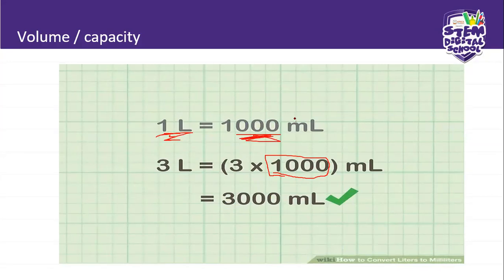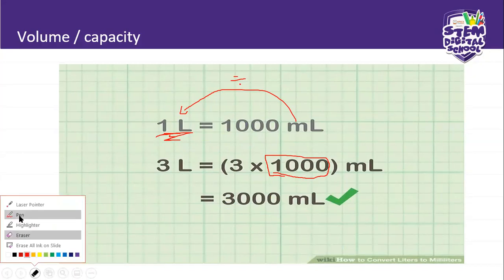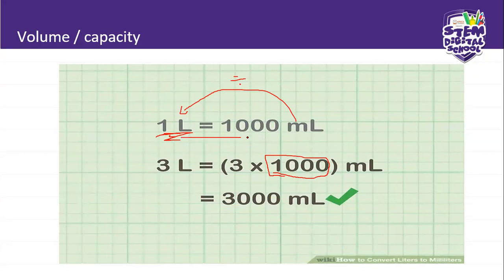Hence, to move from milliliters to liters, I am going to divide. And to move from liters to milliliters, I am going to multiply. It works that way. Let me show you best with the following slide. This is how you'd convert 3 liters into milliliters. I would multiply the 3 by 1,000, and get 3,000 milliliters.